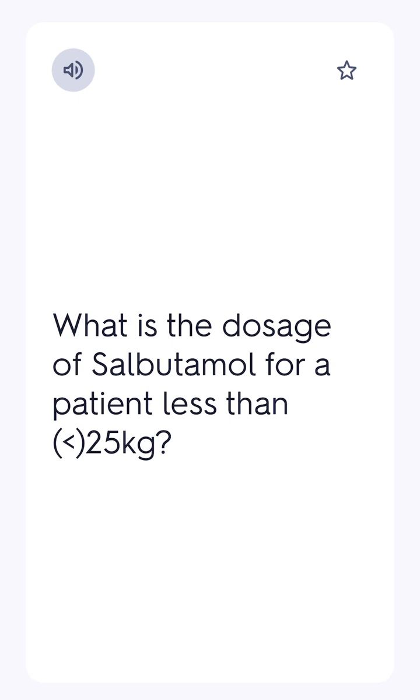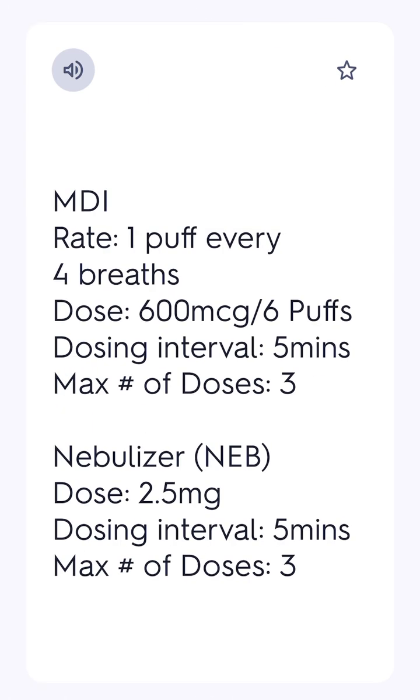What is the dosage of salbutamol for a patient less than 25 kilograms? MDI: rate, 1 puff every 4 breaths; dose, 600 mcg, 6 puffs; dosing interval, 5 minutes; max number of doses, 3. Nebulizer: dose, 2.5 mg; dosing interval, 5 minutes; max number of doses, 3.